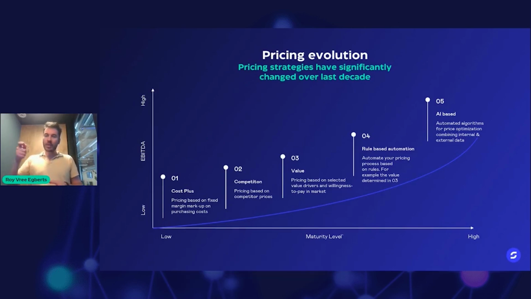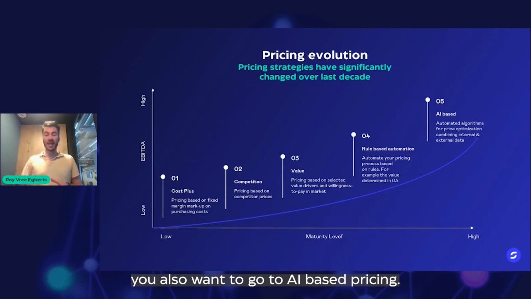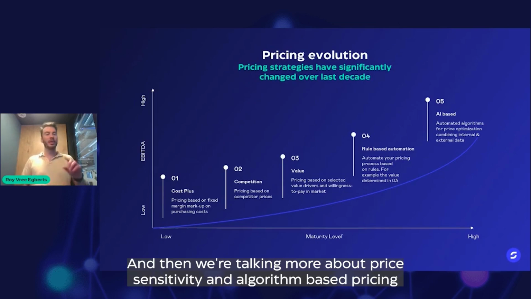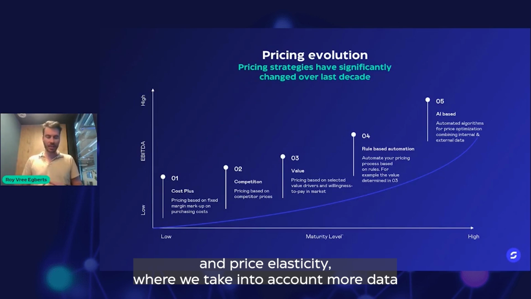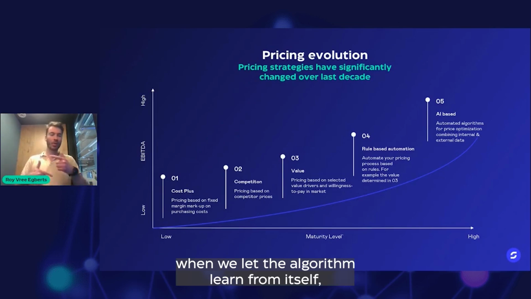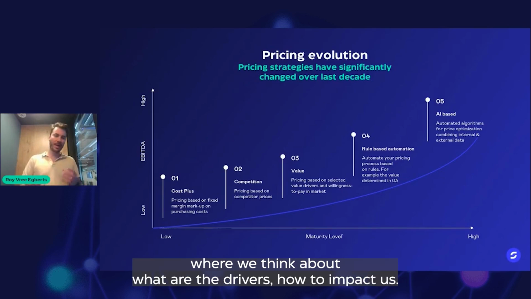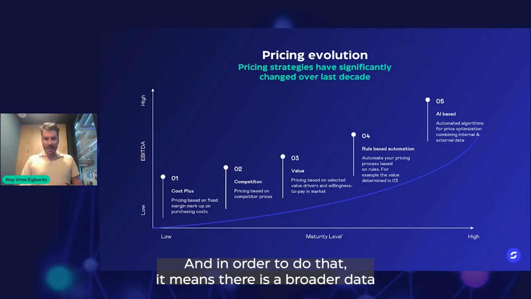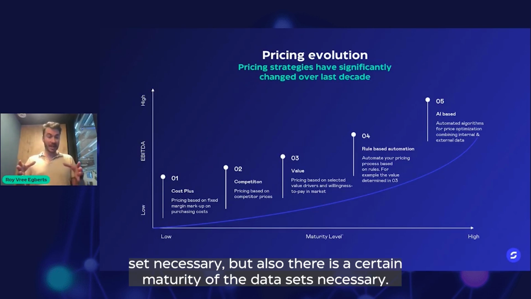But on top of that, you also want to go to AI-based pricing. So basically, that's the 5th step. And then we're talking more about price sensitivity and algorithm-based pricing and price elasticity, where we take into account more data, where we let the algorithm learn from itself, where we think about what the drivers are and how to impact those. And in order to do that, a broader data set is necessary, but also a certain maturity of the data set.